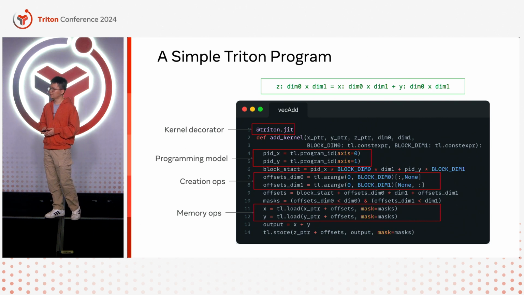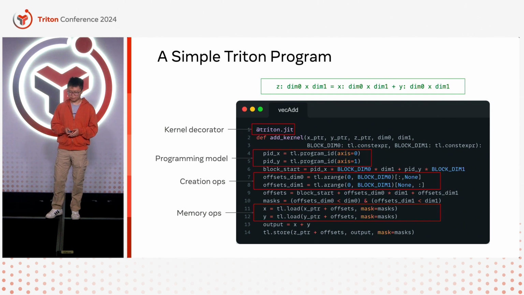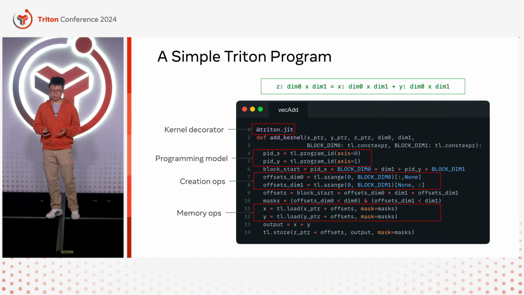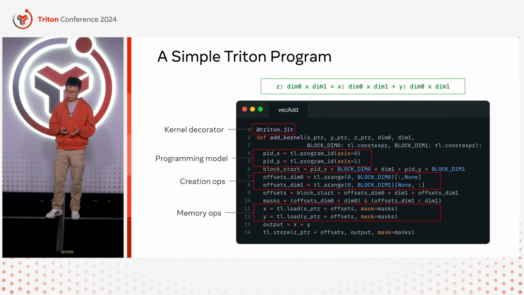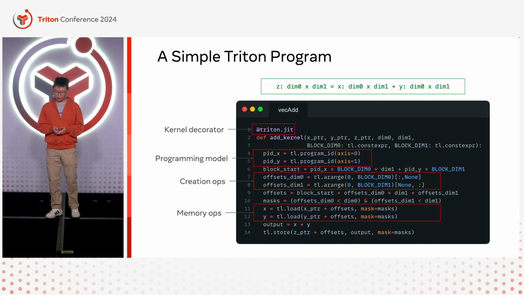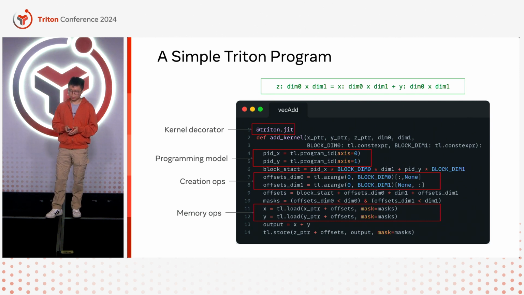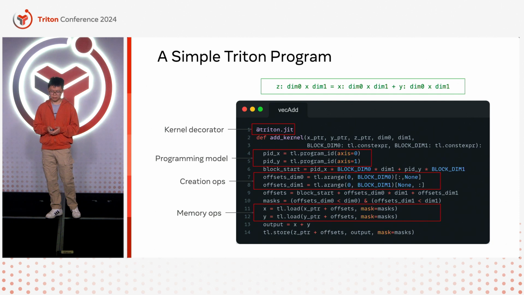Then to locate which offsets we need to operate on in each Triton program, we need to compute the offset using PIDs. Then we create Triton tensors to create offsets from 0 to block time 0 and 0 to block time 1. After that, we still need to check if our offsets are out of boundary using masks, which is a Boolean tensor that specifies which locations are within the boundary and which locations are outside the boundary.